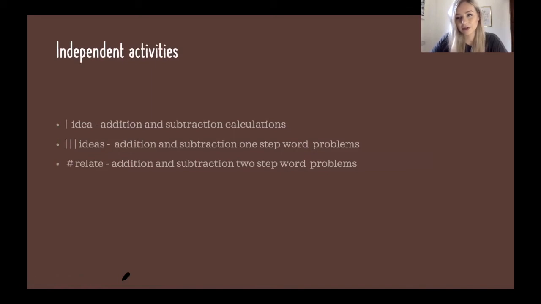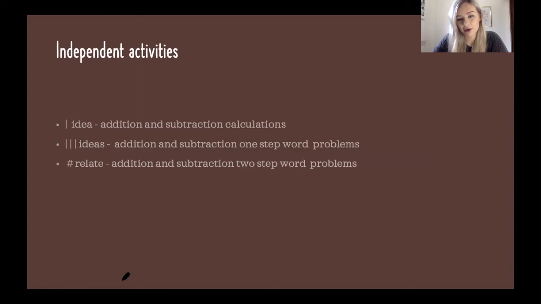So here are some independent activities for you. You're going to choose which one suits you the best, depending on how confident you're feeling after those activities that we've just done together. So if you're choosing one idea, you're just going to be practicing some addition and subtraction calculations. If you're doing a few ideas, you're going to be doing addition and subtraction word problems, and they've just got 1 step in them. There's only 1 thing that you need to do for each question.